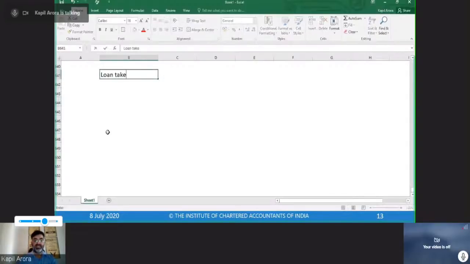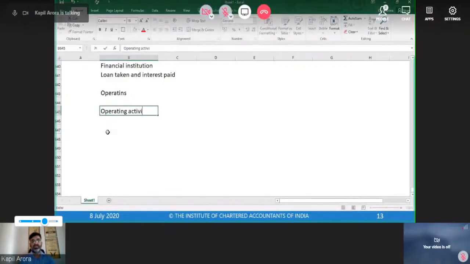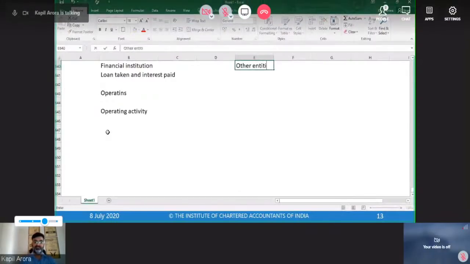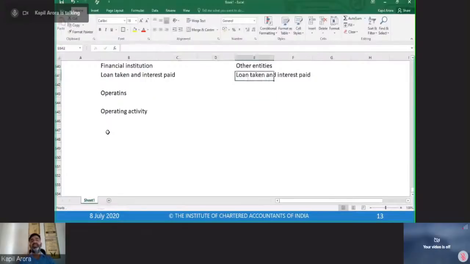So loan taken and interest paid for financial institutions, it will be part of their operations and it is operating activity. Whereas other entities, other companies, loan taken and interest paid, it is part of their finances.